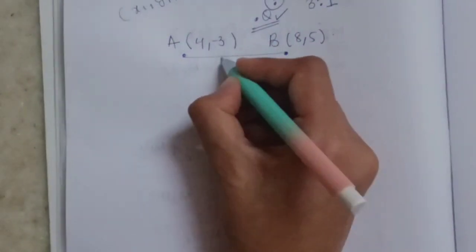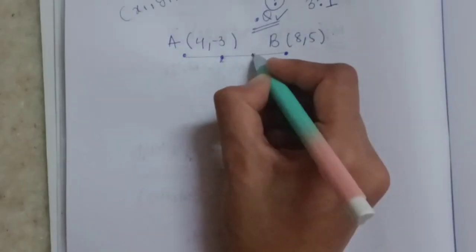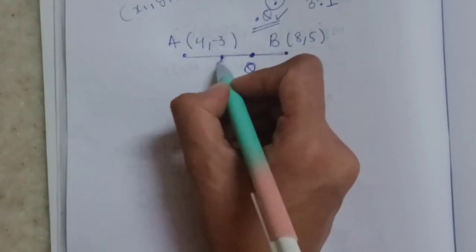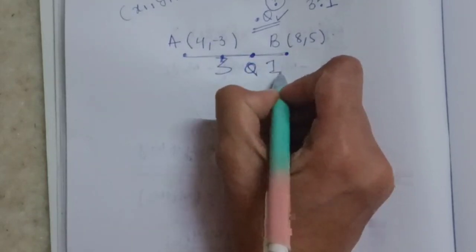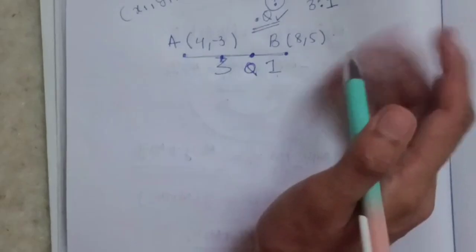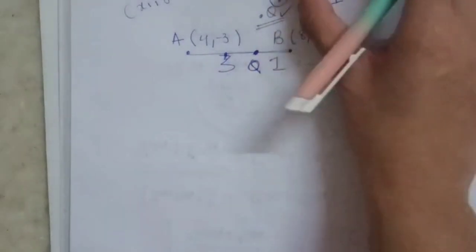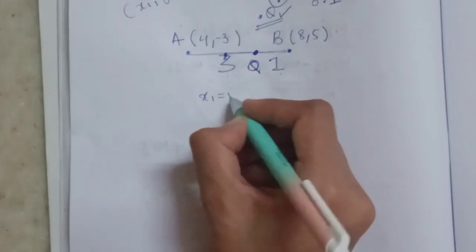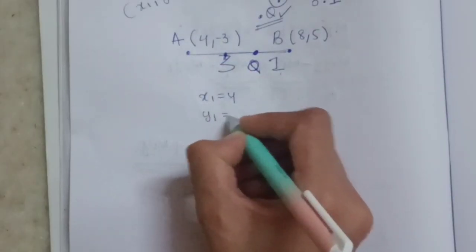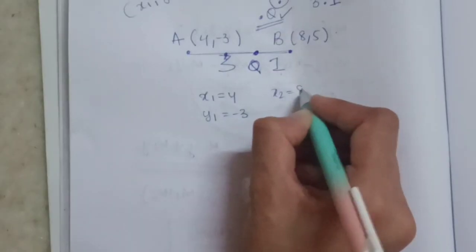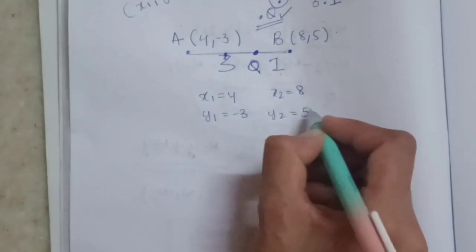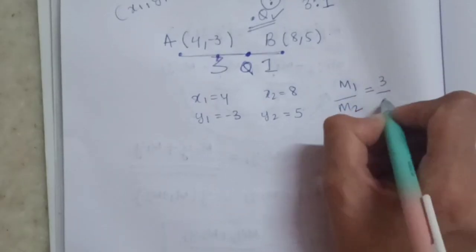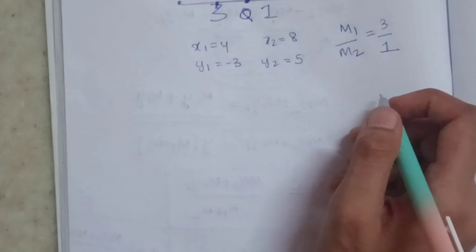So now let us say point Q is over here which divides this line segment into 3 is to 1 ratio. We need to find its coordinates. Simple, just write the values and just substitute in the formula. That's all. So we'll write the values. x1 is 4, right? y1 is minus 3, x2 is 8, y2 is 5, and the ratio m1 is to m2 is 3 is to 1. We have now half solved the problem.